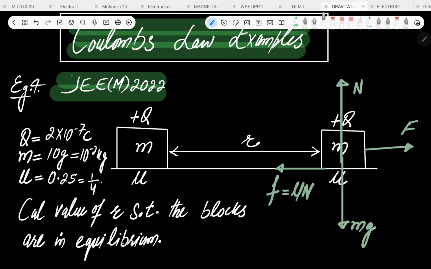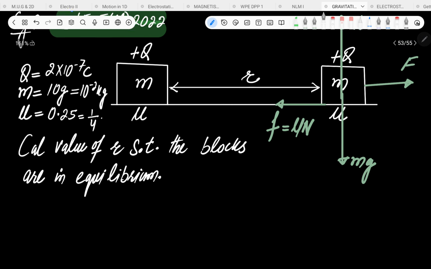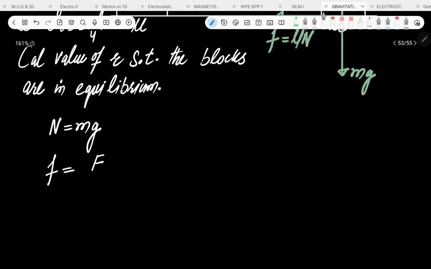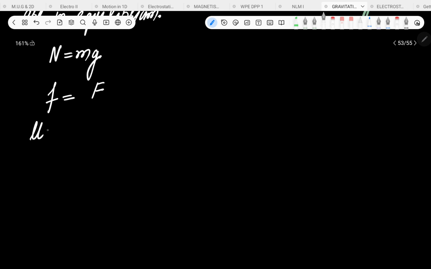Okay, so next, what are we going to do? Let's try to do one thing: the upward force, which is the normal reaction, equals the downward force. What is that? That's mg. And the electrostatic force is equal to the force of friction. Force of friction is in turn equal to mu into N, isn't it? It is equal to the electrostatic force, which is equal to k q into q, that is kq squared divided by r squared.